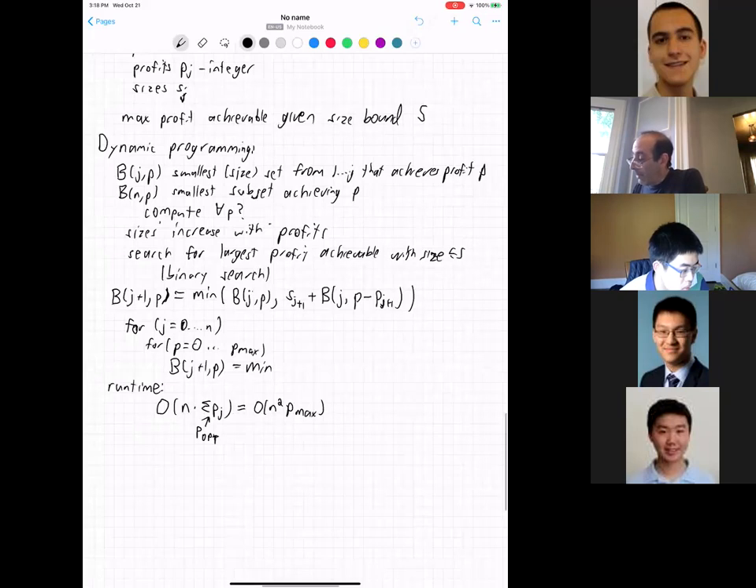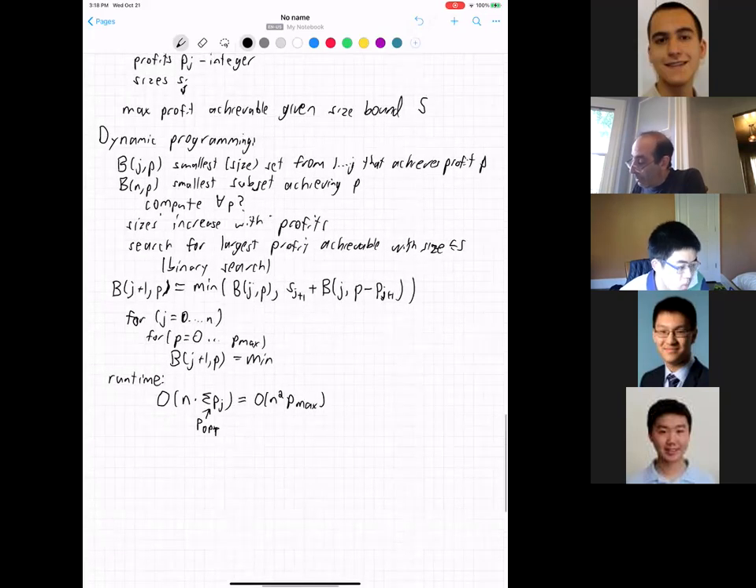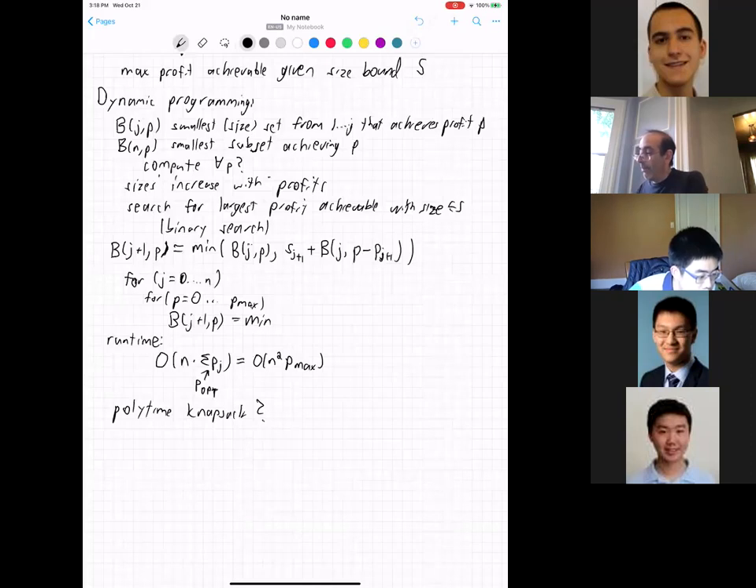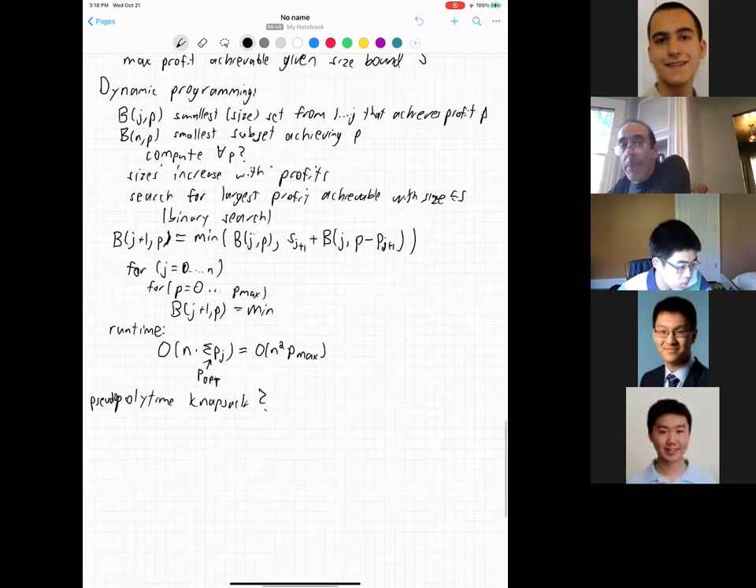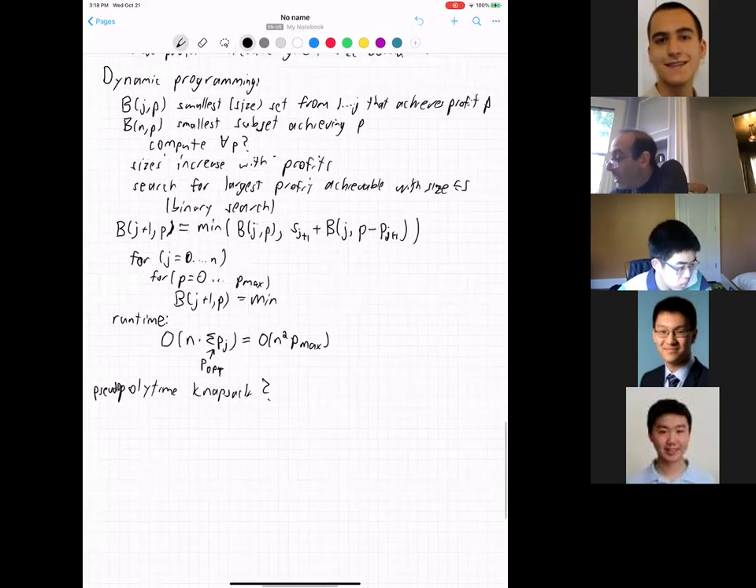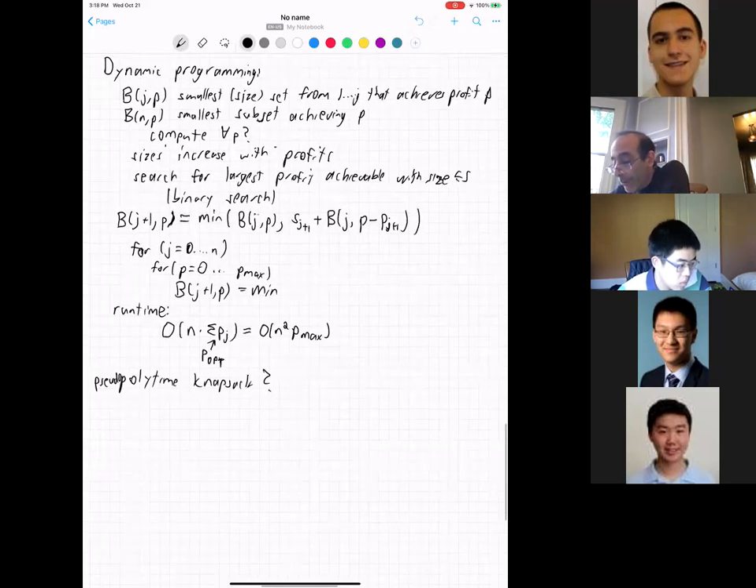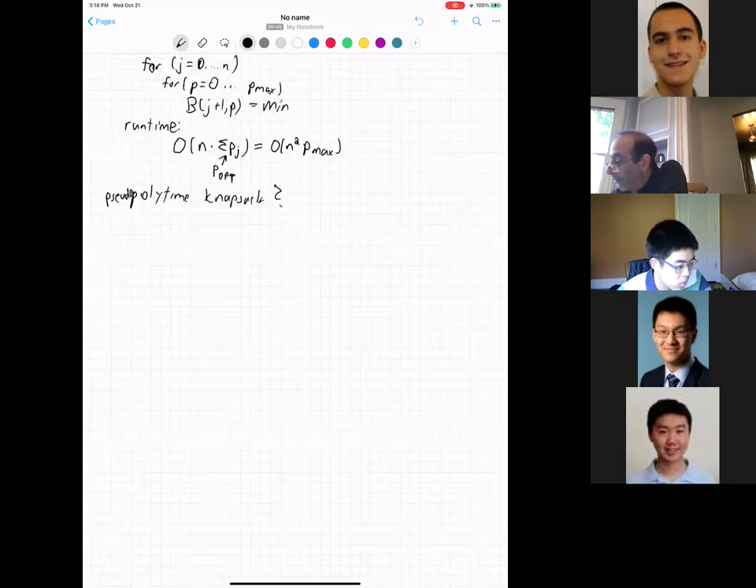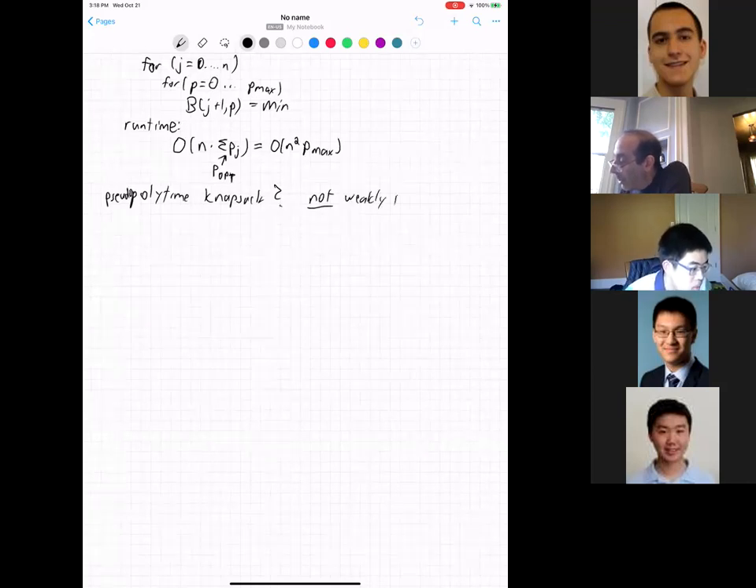Or do we? Well, as we've discussed, this is actually a pseudo polynomial time algorithm for knapsack. Okay. And so this does not violate P equal NP because this runtime is not polynomial in the input size, but it is polynomial in the numbers that show up in the input. Okay. But I do want to emphasize that this is not even weakly polynomial.